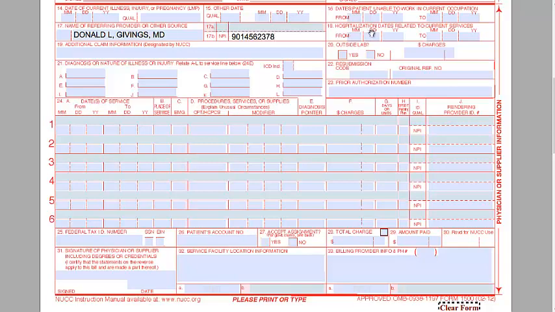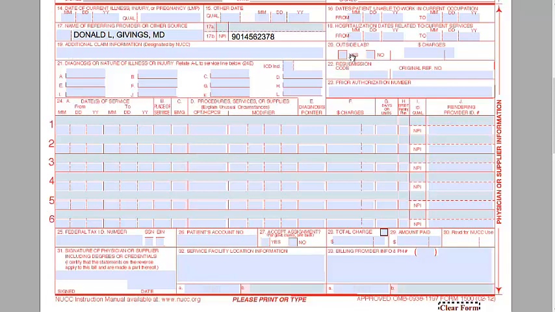Item number 18 is the hospitalization dates that are related to the current services. If the patient was hospitalized and we're seeing the patient in the hospital, we need to indicate the dates that the patient was in the hospital. If we have a patient that is doing an outpatient procedure, such as we will be billing for Fiona, then we're going to go ahead and leave that blank. Item number 19 we leave blank.